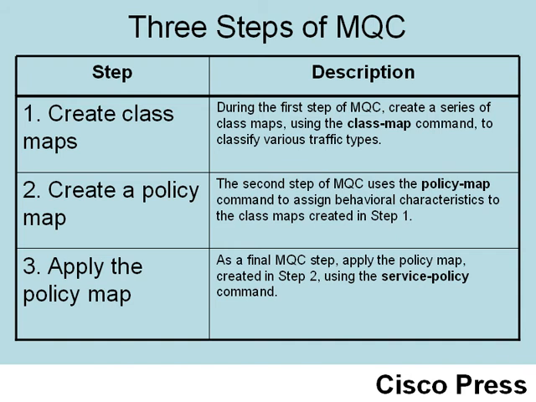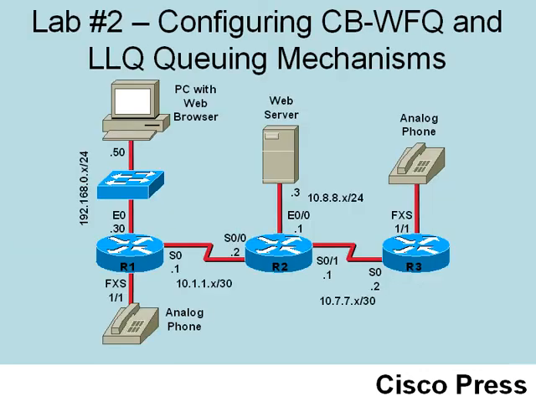And once we have created our policy map, it doesn't do anything until we apply it somewhere. Typically, we're going to apply that policy map to an interface. And what we're going to do in this lab, we're going to create a couple of class maps using the class-map command. We're going to create a policy map using the policy-map command, and then we're going to apply that policy map to an interface using the service-policy command.